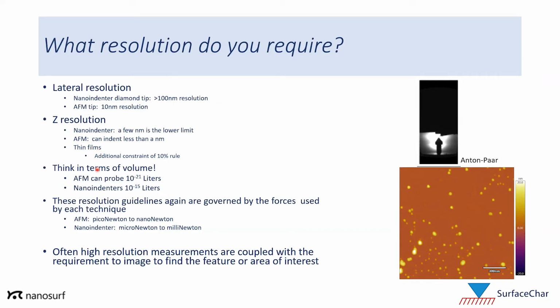Another way you can think about resolution is in terms of volume. And you can see here how the AFM can probe much smaller volumes than the nanoindenter. It really is a higher resolution technique. So here, what I want to show is this is a nanoindenter tip, and there's a cantilever, and hanging off of there is a tip. And you can see how much bigger the relative scales here between your nanoindenter tip and your AFM tip are. Again, AFM tip is much higher resolution.